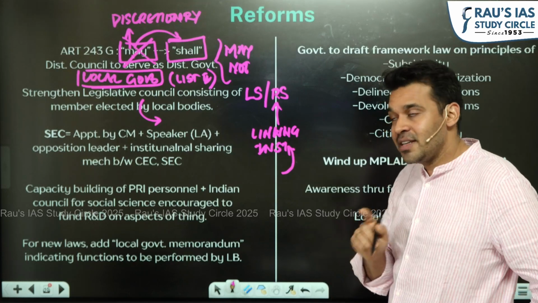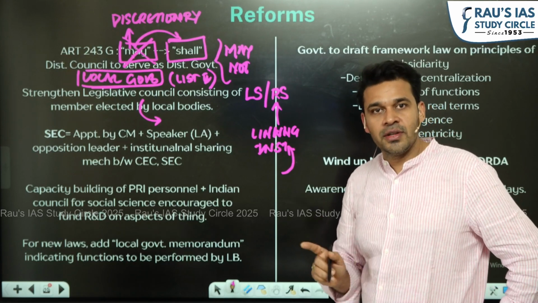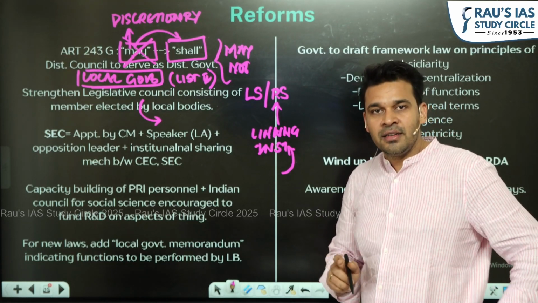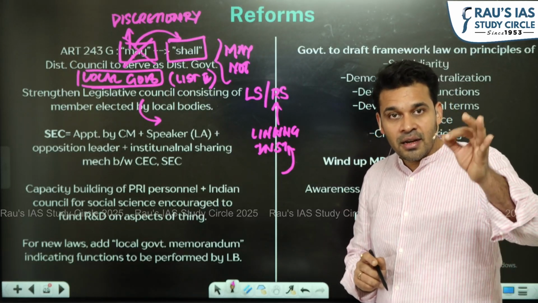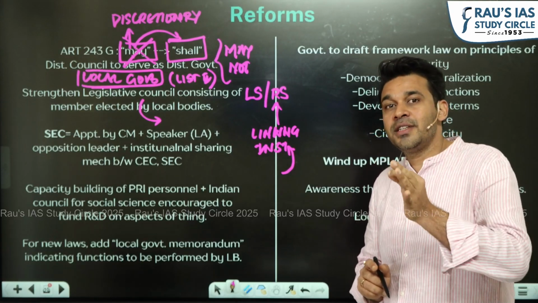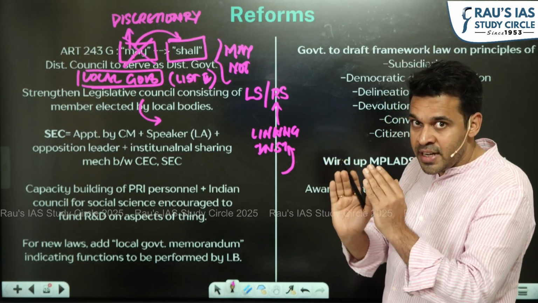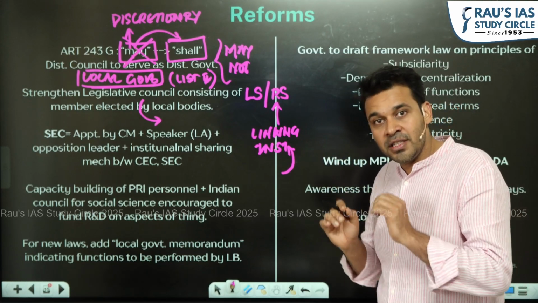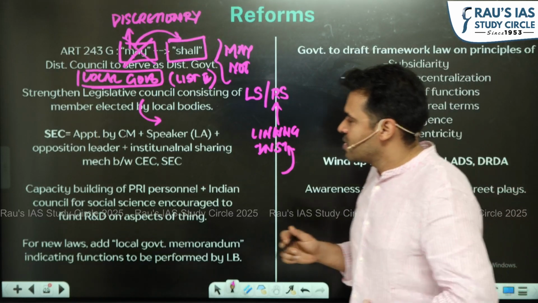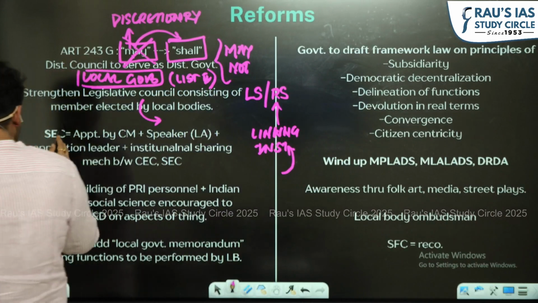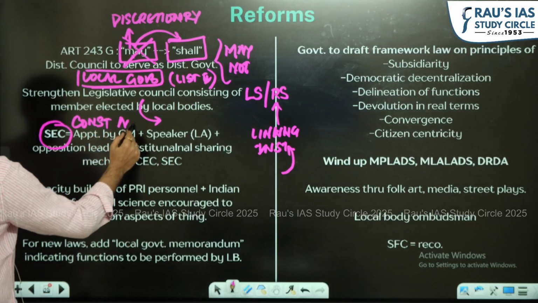So what the Second ARC has said is to create legislative councils for every state and make the legislative council the representative of the local government, just like Rajya Sabha, or the Council of States, is the representation of the states at the center. In that way, you can take care of the interest of the Panchayati Raj and urban local government at the state level as well.